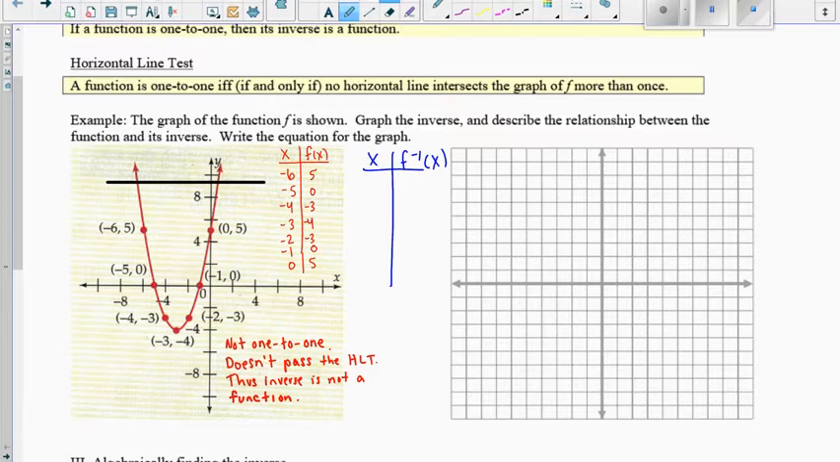So for this, we take these y's, they now become my x's. And then these x values would become my y's. And then the next thing I'm going to do is actually plot these points and then sketch the graph. So I just plotted the points from the table, and now I'm just sketching the graph.